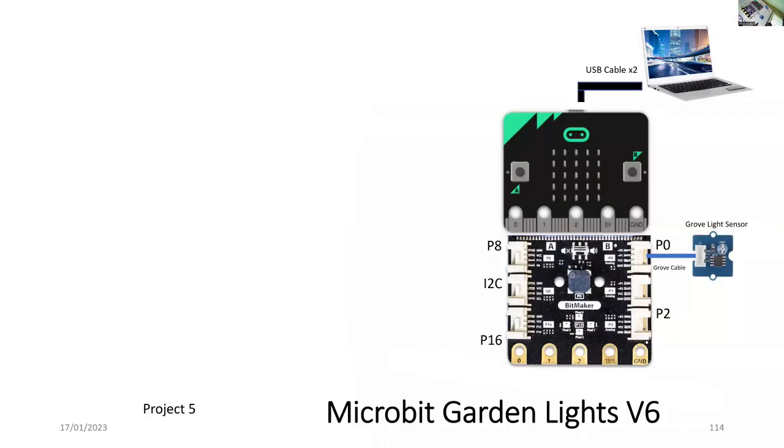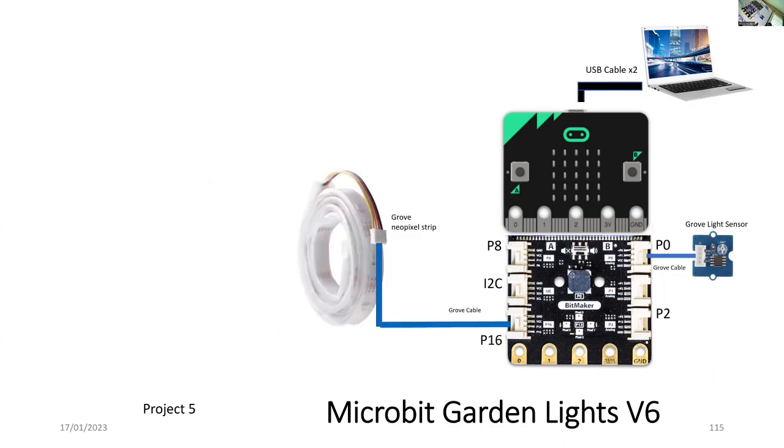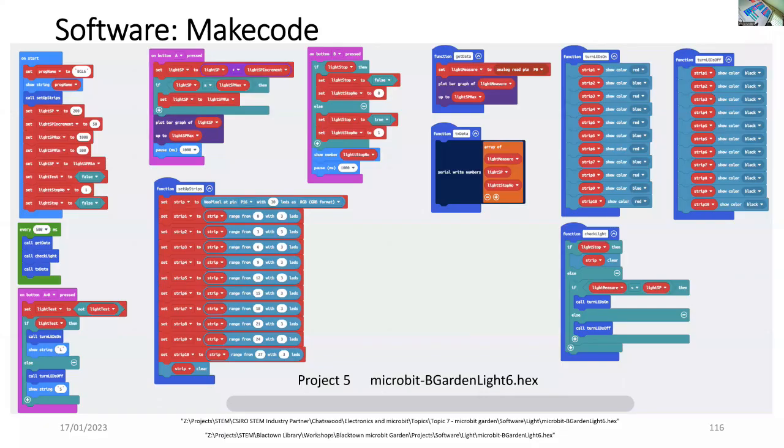Okay, so similar to before, we're going to use the Grove light sensor, but instead of the relay, we're going to connect the Grove neopixel strip with its Grove plug. And here's the complete code for it. And we'll go through that.